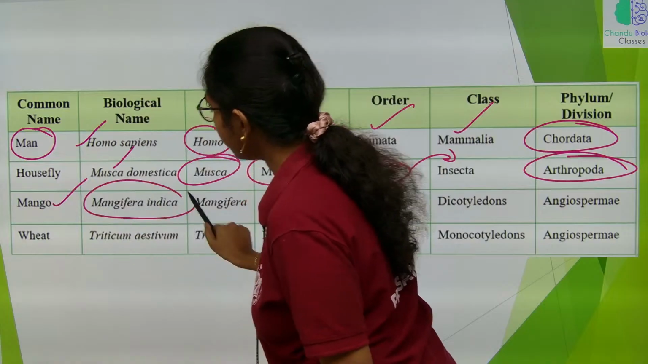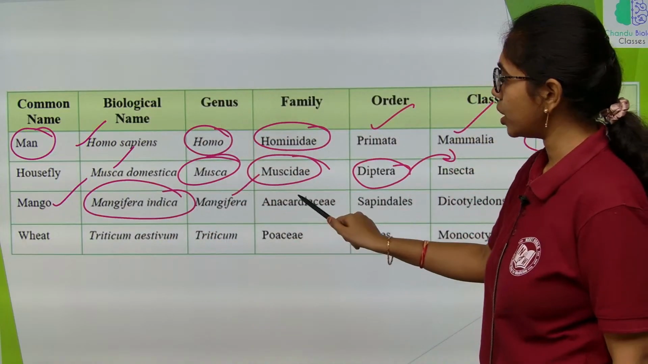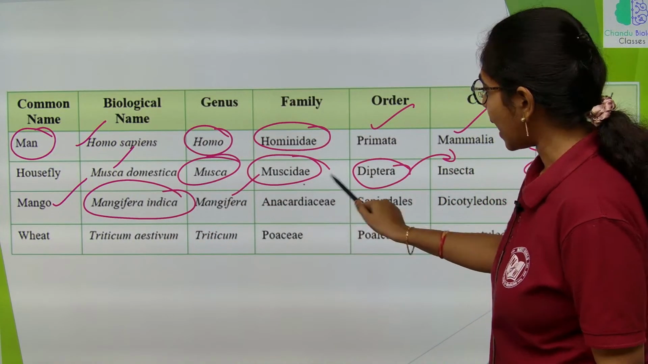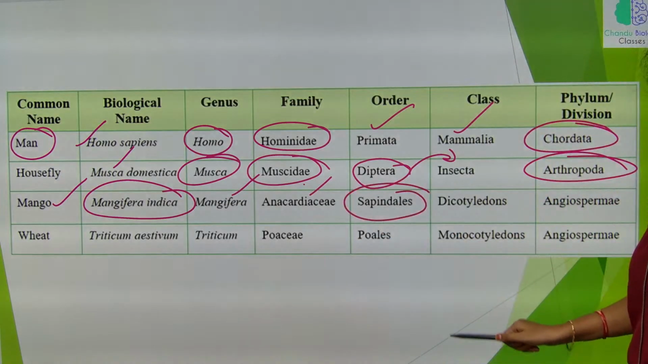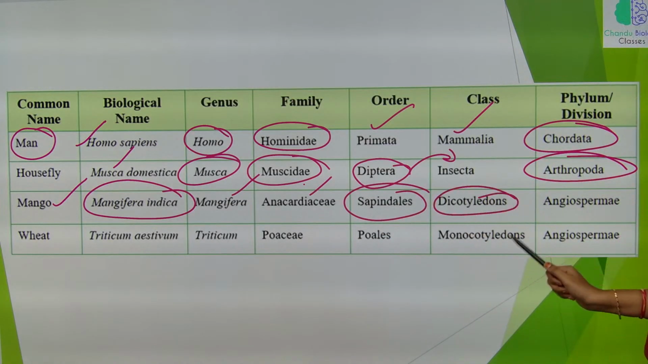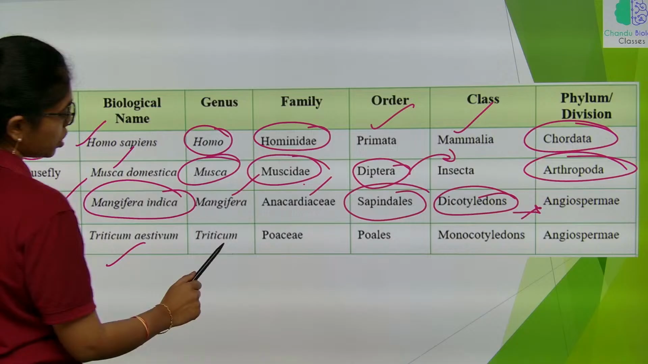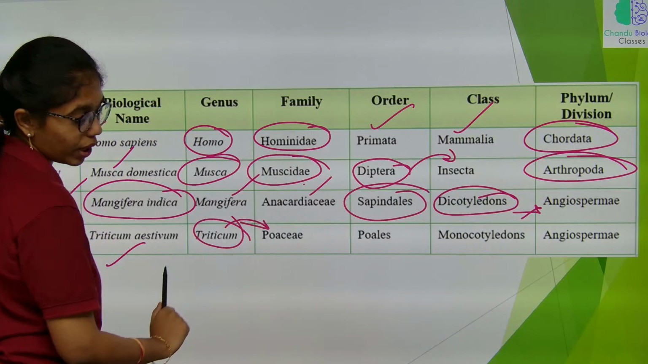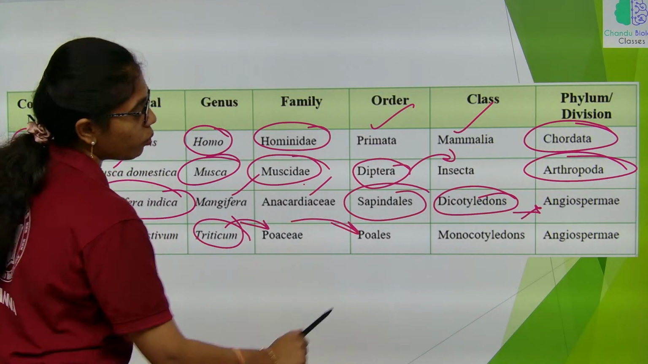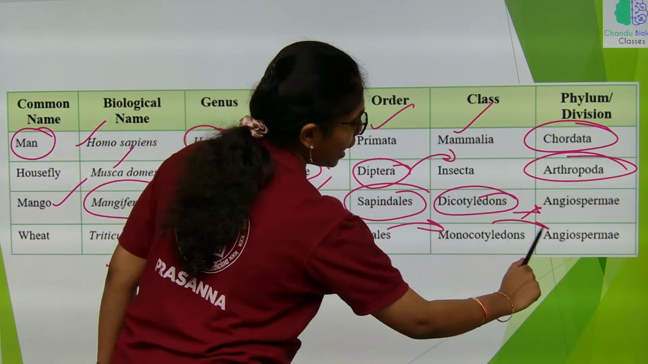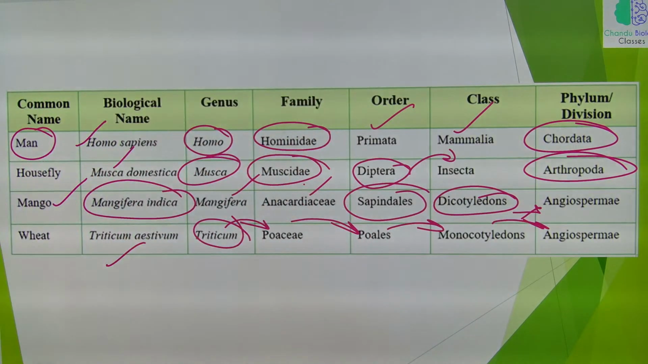Mango, Mangifera indica. Mangifera is the genus, belongs to the family Anacardiaceae. Sapindales is the order and the class is Dicotyledons, belongs to the division Angiosperms. Wheat, Triticum aestivum, genus is Triticum, family Poaceae. Poales, Monocotyledons is the class and Angiospermae is the division. So, this is all about taxonomic categories.